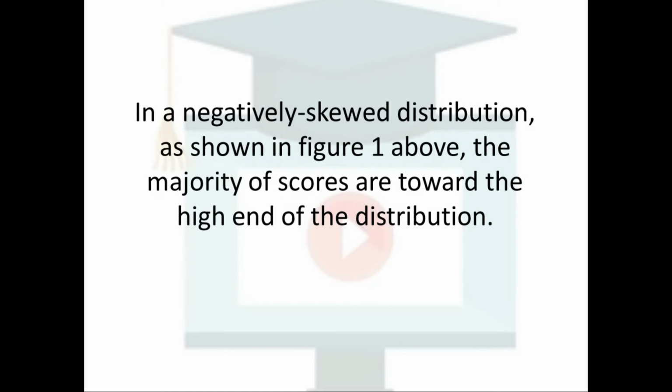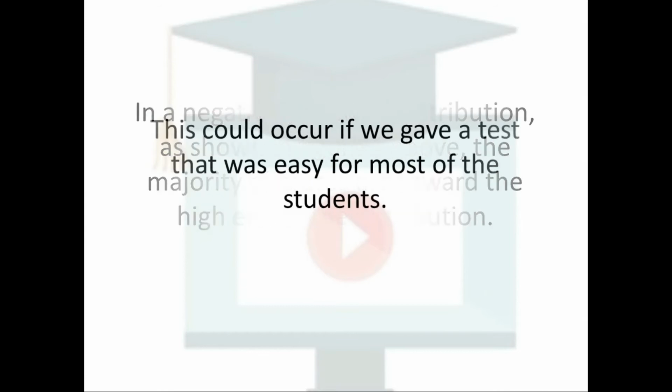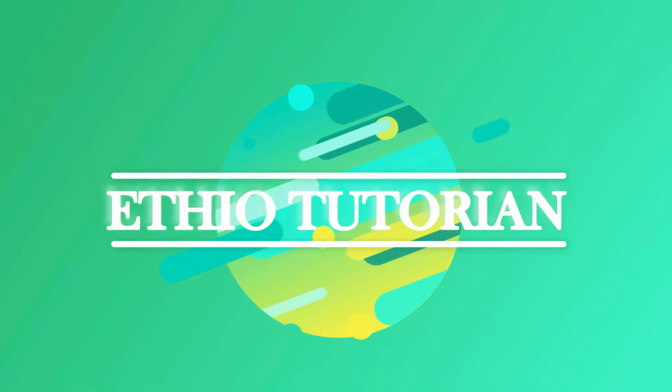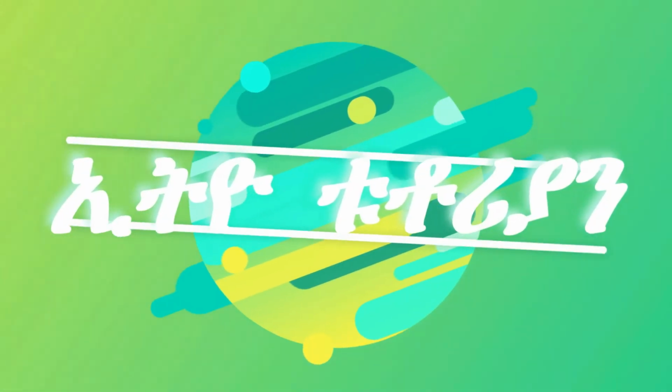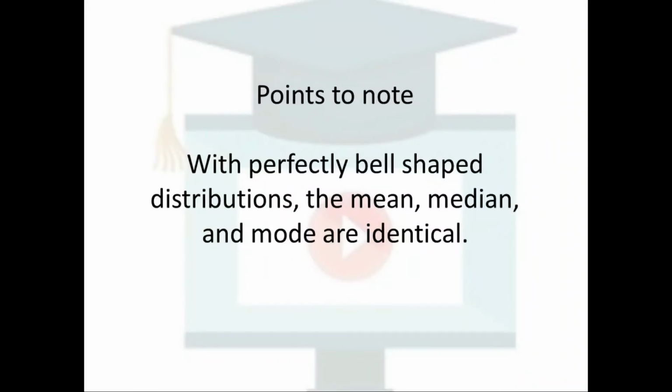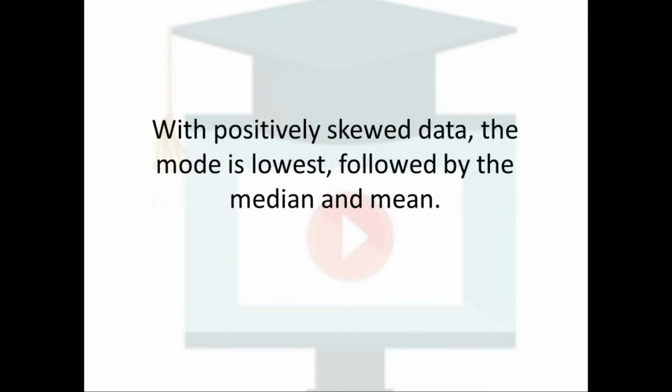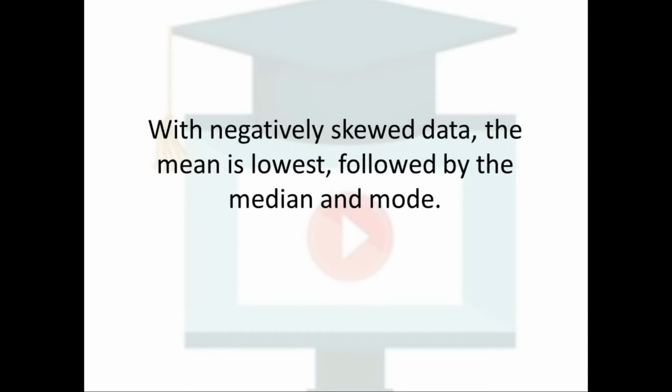In a negatively skewed distribution, as shown in Figure 1 above, the majority of scores are toward the high end of the distribution. This could occur if we gave a test that was easy for most of the students. Points to note: with perfectly bell-shaped distributions, the mean, median, and mode are identical. With positively skewed data, the mode is lowest, followed by the median and mean. With negatively skewed data, the mean is lowest, followed by the median and mode.